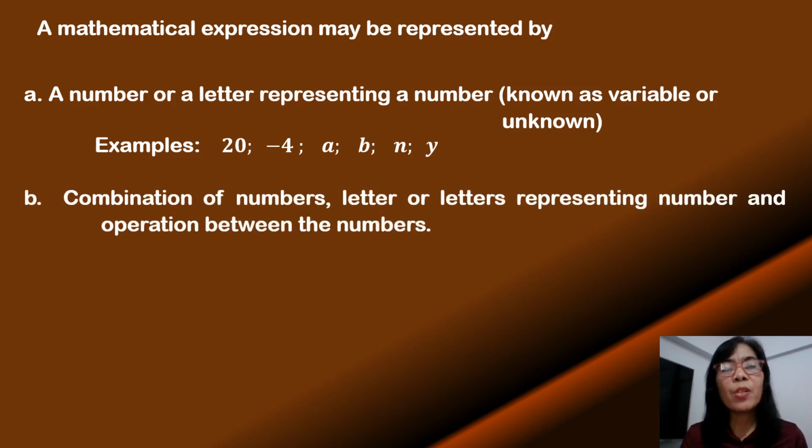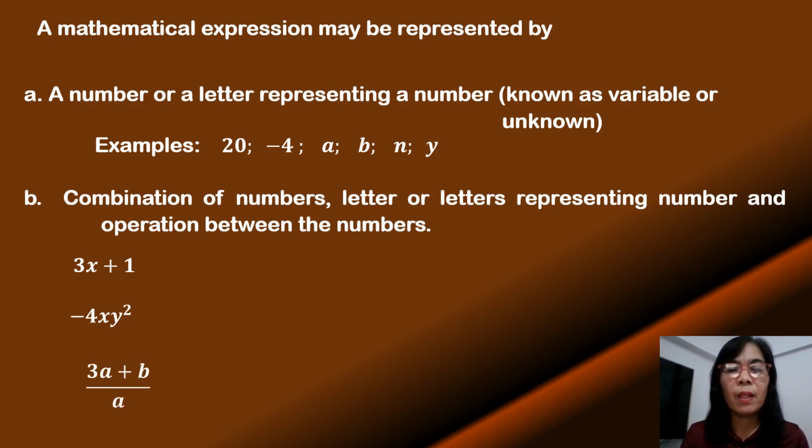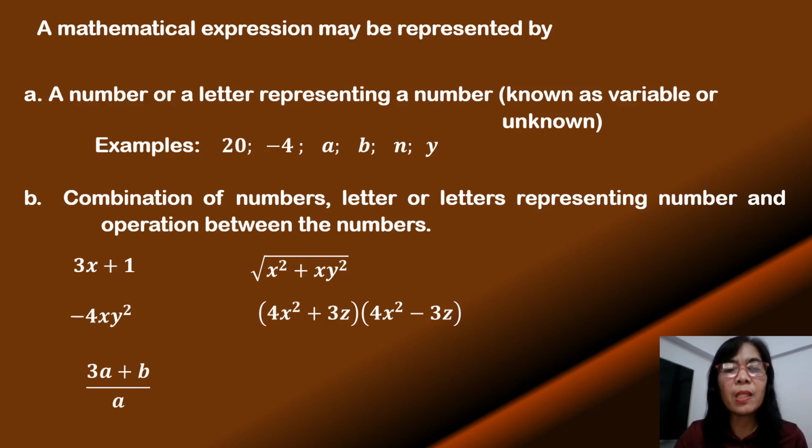A mathematical expression can also be a combination of numbers, letter or letters representing numbers, and operations between the numbers. For example, 3x plus 1, -4xy squared, 3a plus b all over a, the square root of x squared plus xy squared, the quantity 4x squared plus 3z times the quantity 4x squared minus 3z. Each of these is considered as a mathematical expression.